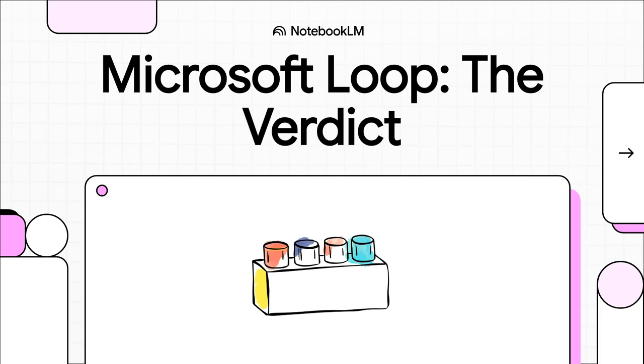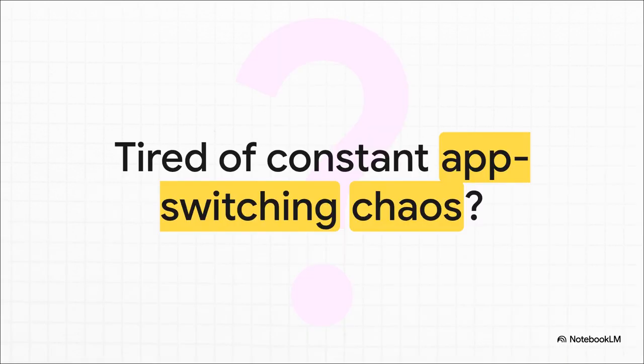Microsoft says it has the answer to our absolutely chaotic digital work lives, and they're calling it Loop. The promise? A totally seamless, integrated workspace. But is this really the breakthrough that's going to end our app switching nightmare? Or is it just another tool promising the world and adding to the noise? Let's break it down. You know the feeling, right?